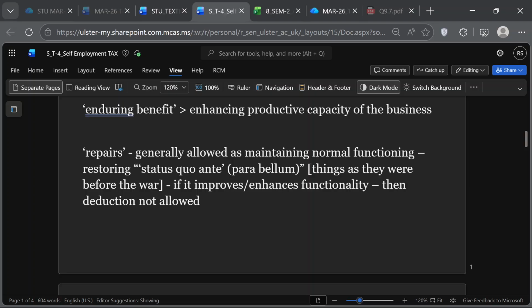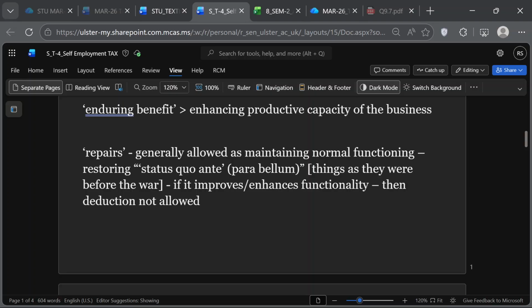Do you understand? I understand. So you're making the ship capable of doing things it was not capable of doing before. That's why it will automatically get treated as capital expenditure. Even though you call it repairs, actually it will be treated as capital expenditure, and under the accruals GAAP basis, you will not be allowed to deduct that expenditure.